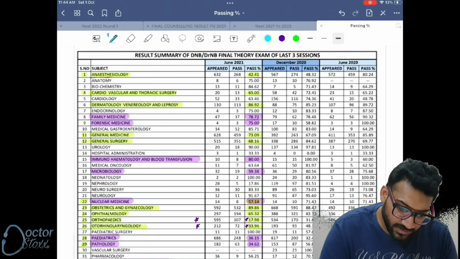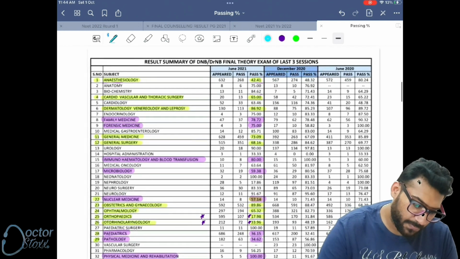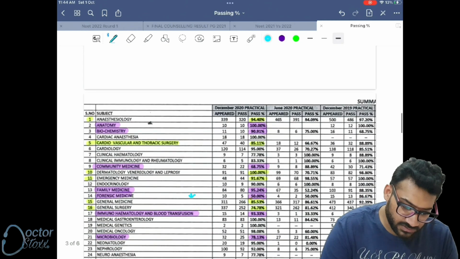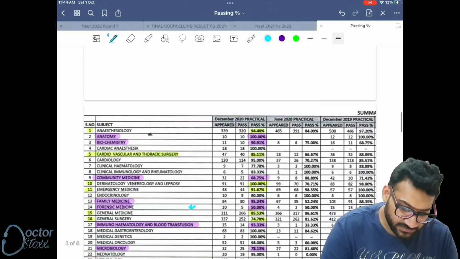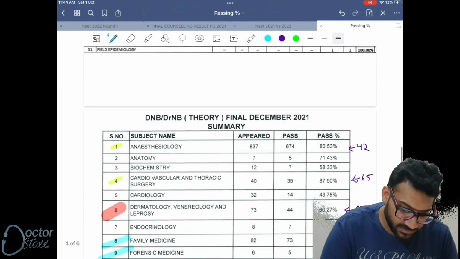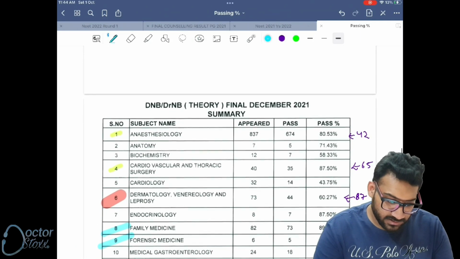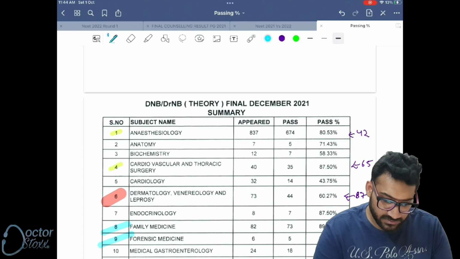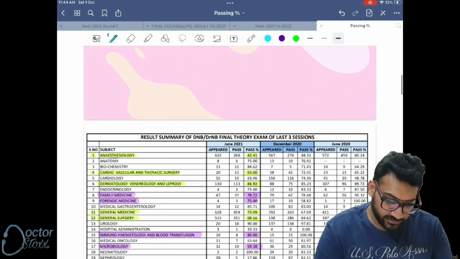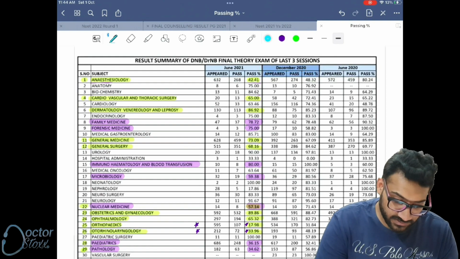So friends, let me take you to the screen. Now we will compare final theory exam results of June 2021 with practical results of December 2020. I know the year is different, but still it makes sense to compare these. And then later we will compare theory results of December 2021 with June 2021. And we will analyze the patterns.